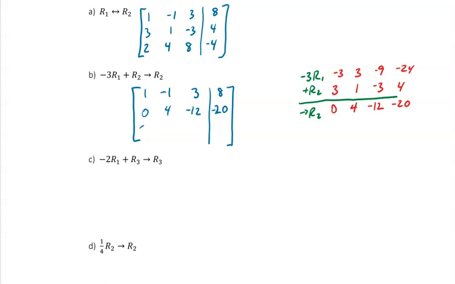Then row 3 didn't change either. 2, 4, 8, -4.